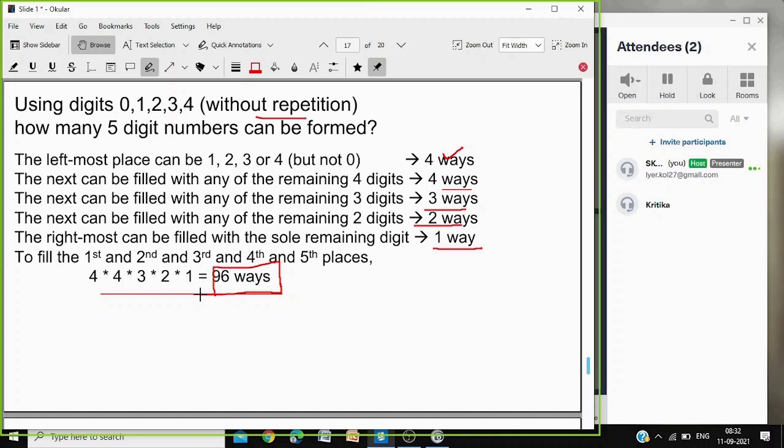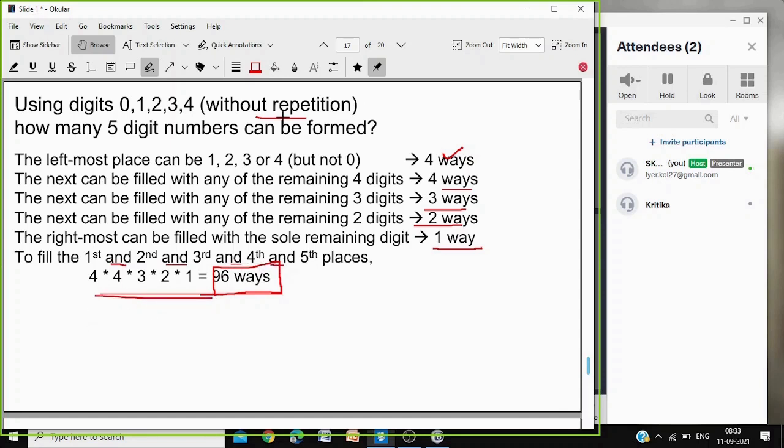Got it now, Betty? Yes. The first one cannot be 0, that is why it is 4. And the second one is 4 because 0 can be there, but you have already used up one of the digits. So again 4. Then for the next one, 2 of the digits have already been used, 3 ways. Then 3 of the digits used, 2 ways. And then the remaining there is no other choice, 1 way. Since it is AND, you have to fill all the places, so what we do is multiply.